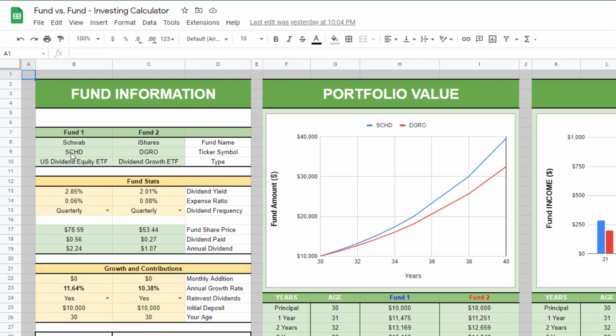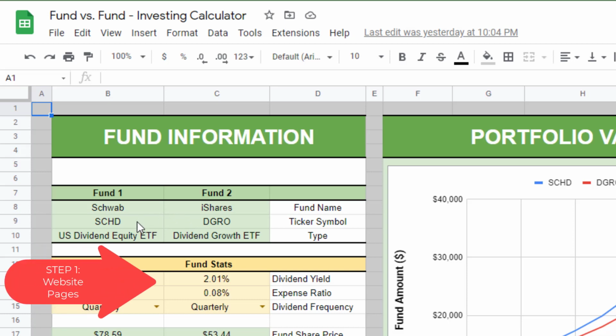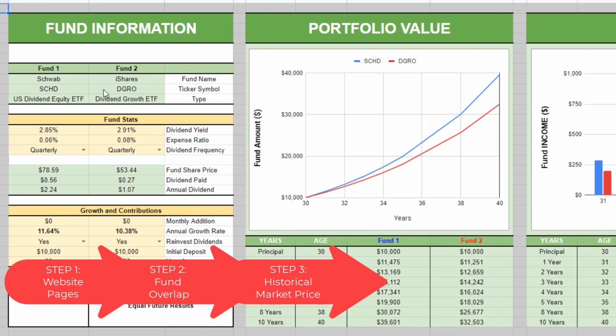I want to compare SCHD versus DGRO. These are two dividend paying ETFs, and I want to see how they compare. I want to take a look at each of their fund website pages, see what their investment objectives are, see how much overlap there is between these two ETFs, go over to Seeking Alpha and be able to look at their historical market price to be able to grab their annual growth rates.